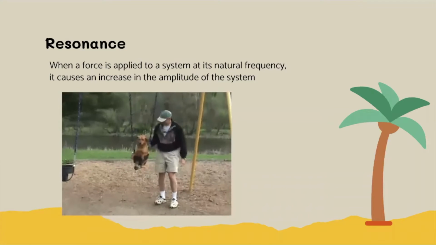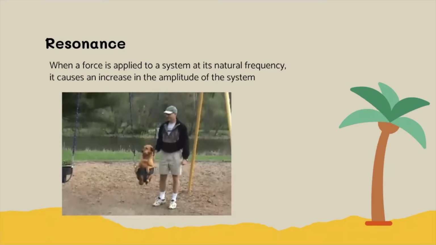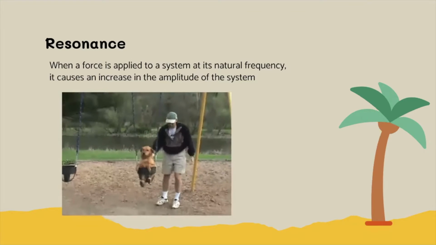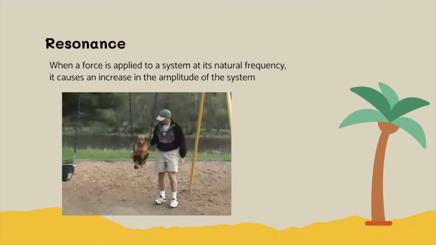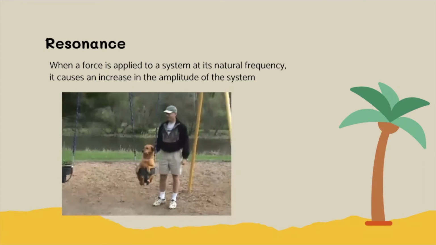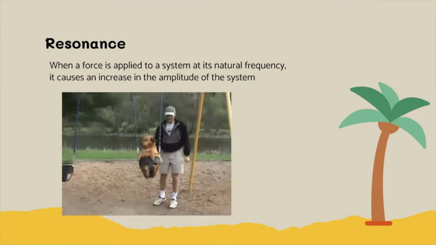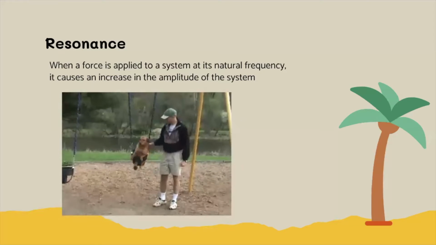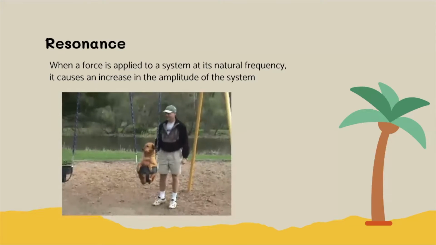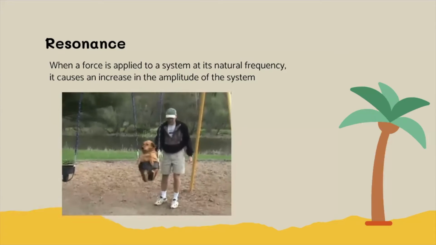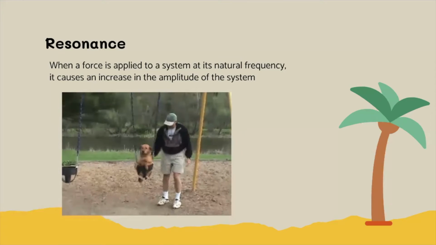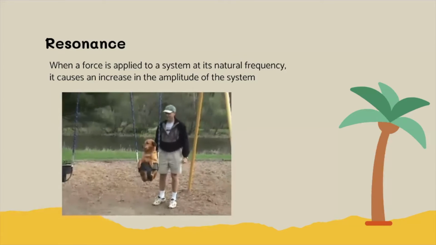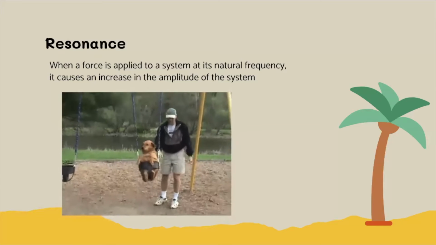Okay, so when I talk about resonance, this is where you have some sort of oscillating system, like this guy pushing his dog in the baby swing. He's got this naturally oscillating system, right? And he's applying what's called a periodic force. He's applying a force at the system's natural frequency. And that causes his dog to increase amplitude as he swings.